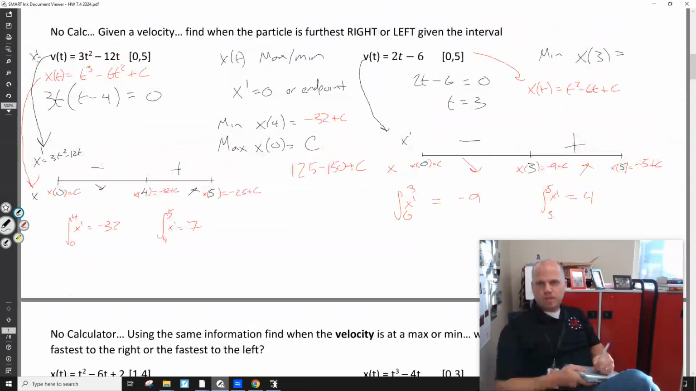So x of 3, which is like negative 9 plus c, is the max. Justification would be the derivative's negative from 0 to 3, then positive from 3 to 5.